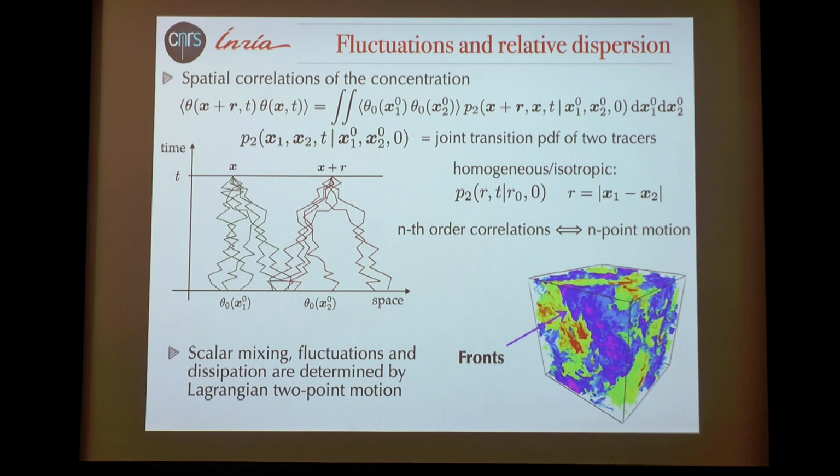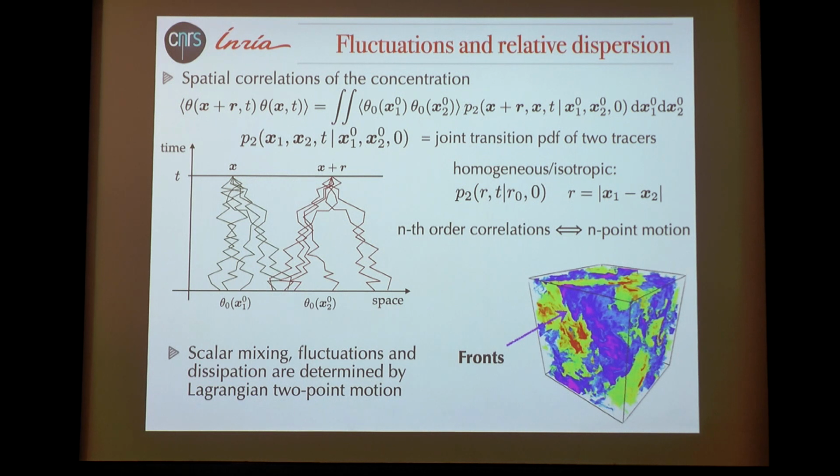So now what it means is that if you look at time t, you have a position x, x plus r. Basically, you have to average over all possible transports that are leading to these two points, so all possible trajectories, where the fluctuation is coming from diffusion.